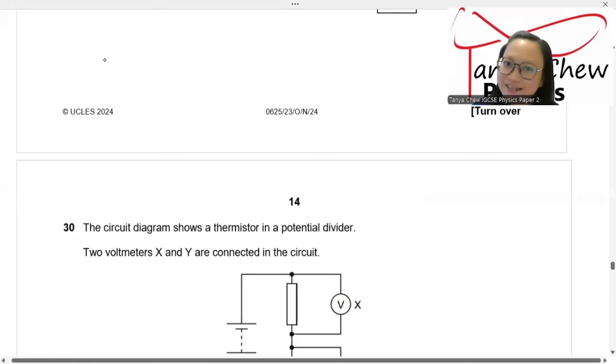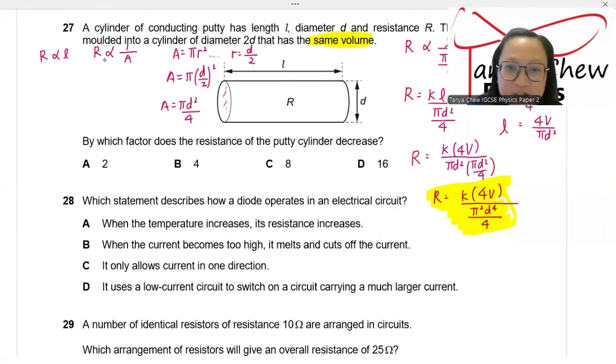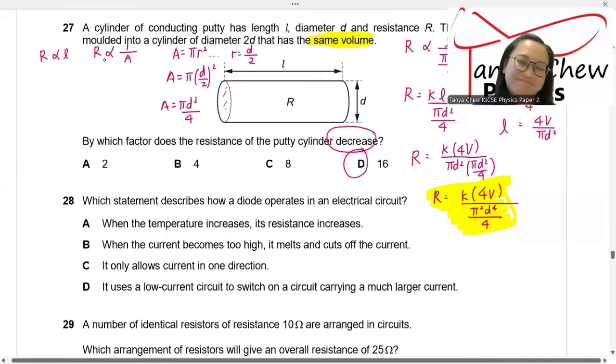So let us look at the question again. By which factor, right? Resistance decreased by the factor of 16. So the answer is D.